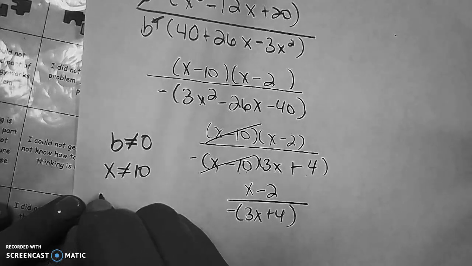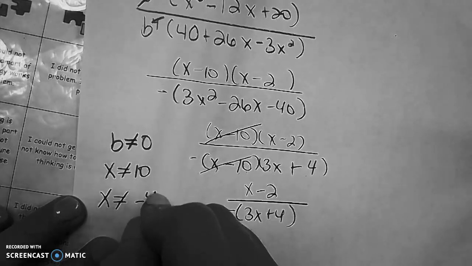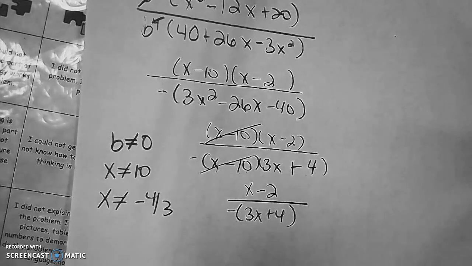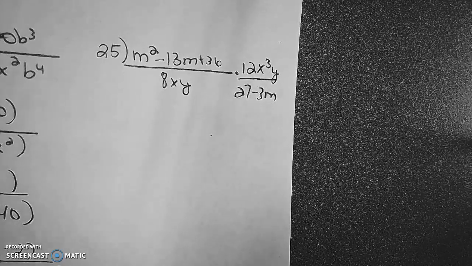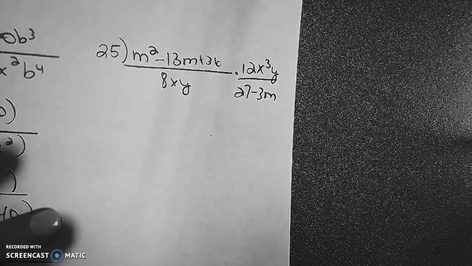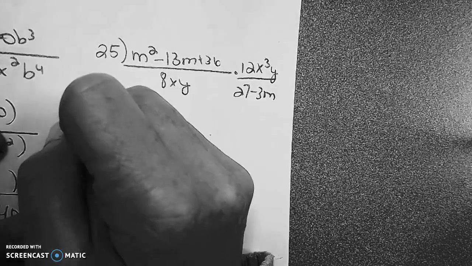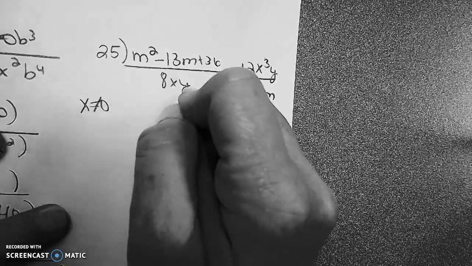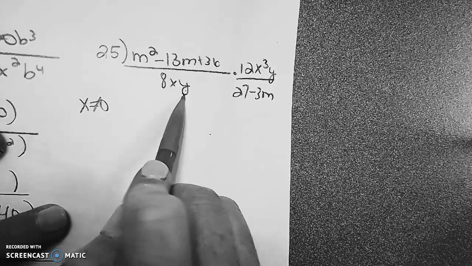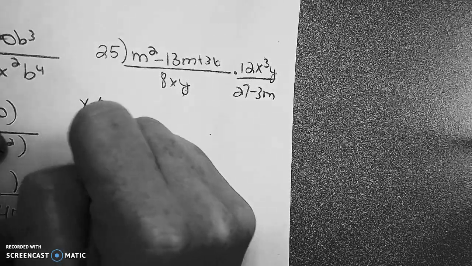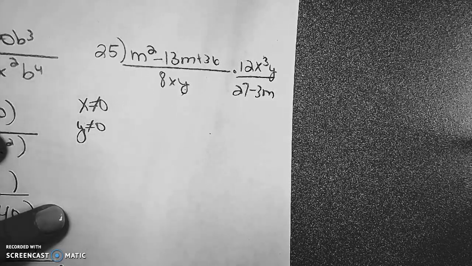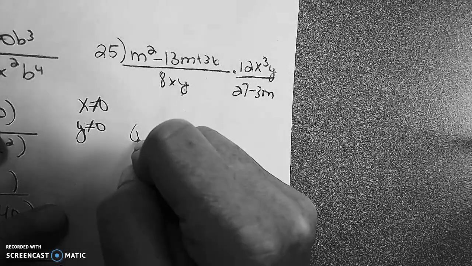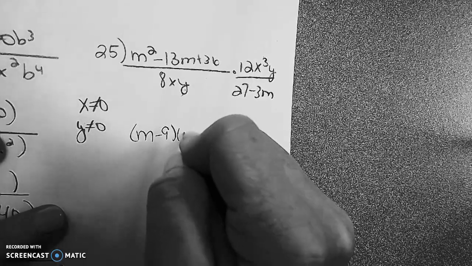And then from there, I also know that x cannot equal negative 4/3. And so that would be all the restrictions on our variable. As I look at 25, I can go ahead and state a couple of restrictions. I know that x can't equal 0, and I know that y can't equal 0. And so now let's proceed with factoring. So m squared minus 13m plus 36, m minus 9, m minus 4.